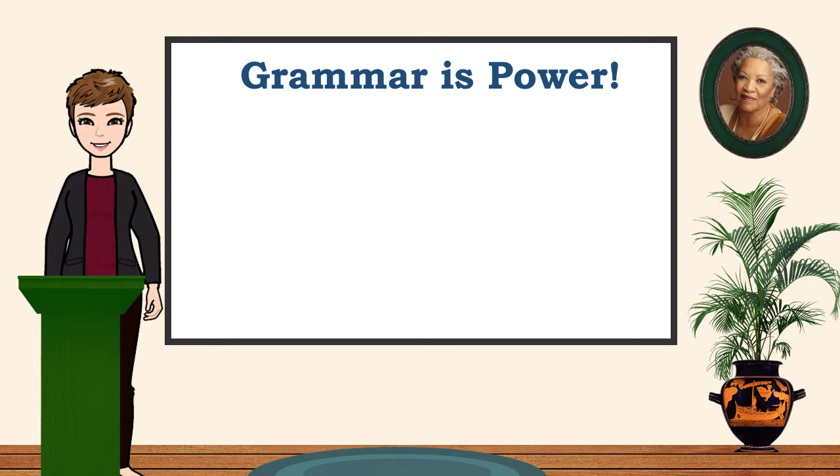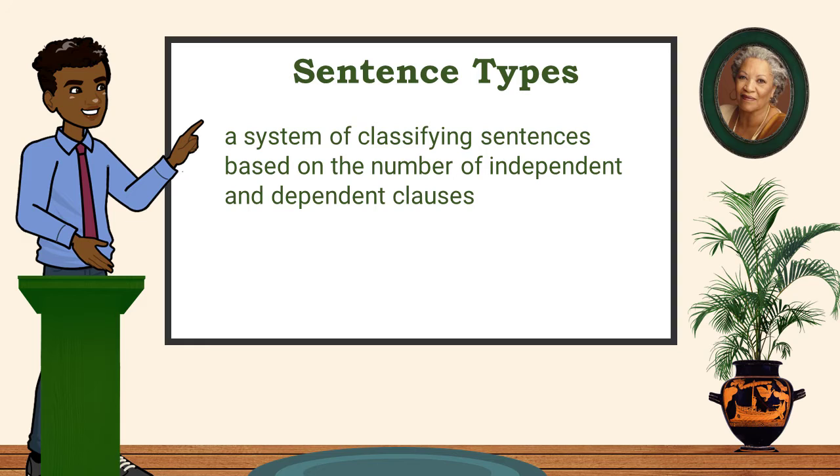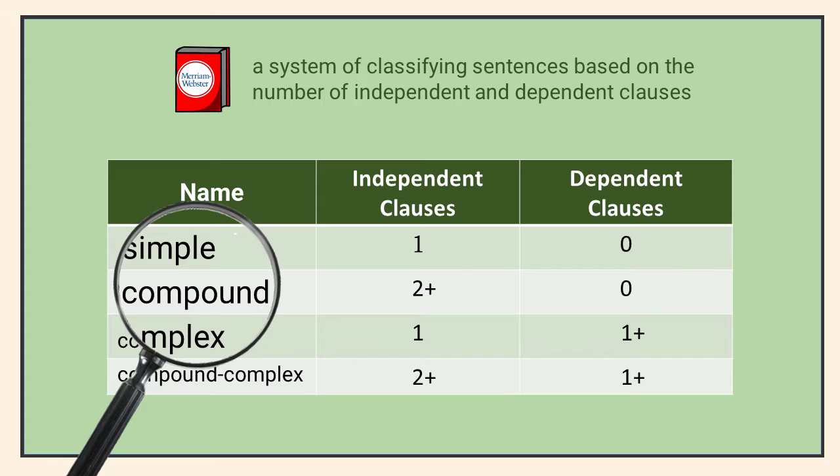In this two-part video, we'll review how to identify sentence types and how to avoid basic sentence structure errors by punctuating compound sentences correctly. We'll also review coordinating conjunctions. Sentence types refers to the structure of sentences based on the number of independent and dependent clauses. This chart identifies the four types of sentences. Let's look at each one in more detail.